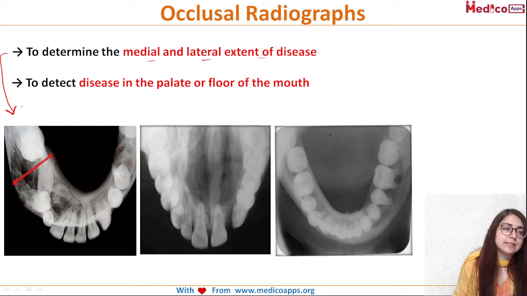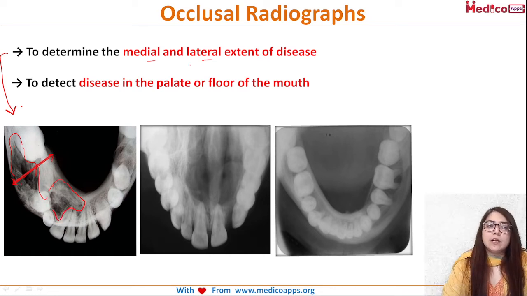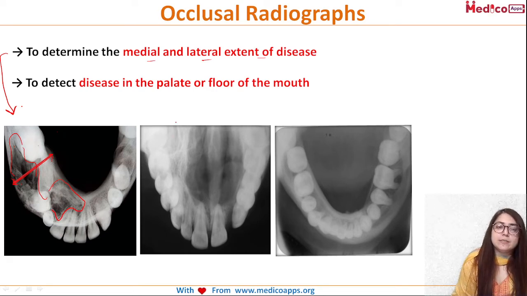Here also you can see the lesion. This is the lesion. You can see the internal structure as well, and this is the impacted tooth. You can see the buccolingual width of the lesion and how much this lesion is extending in the jaw. Then to detect any disease in the palate and the floor: this is the maxillary occlusal and this is the mandibular occlusal.